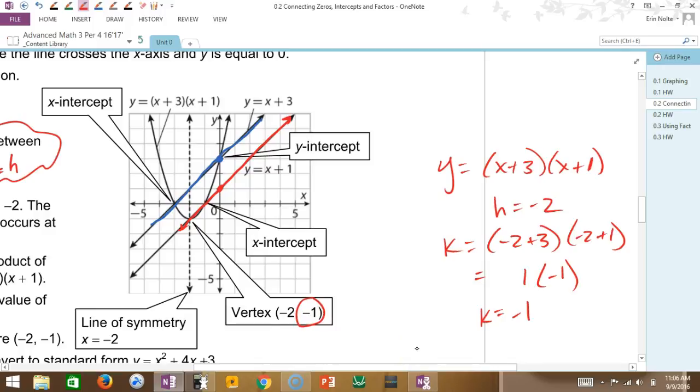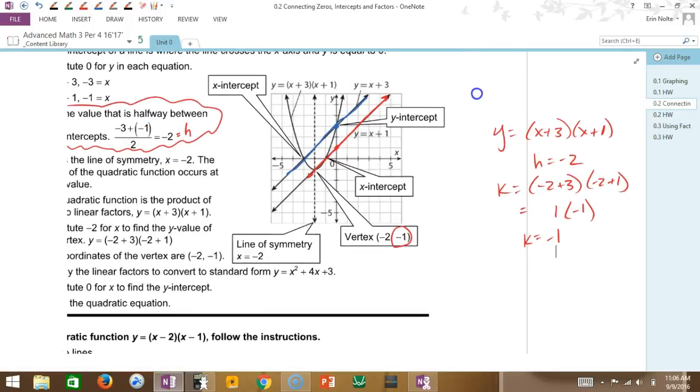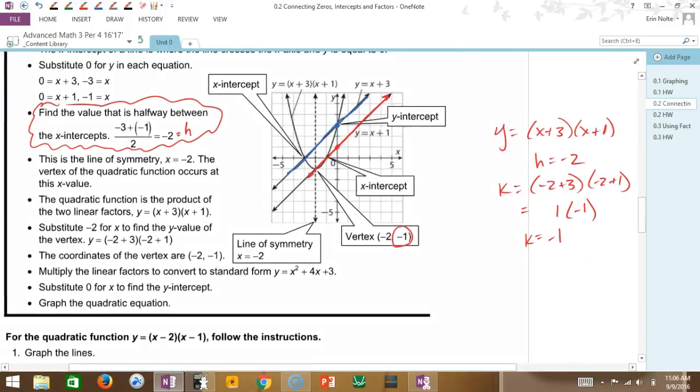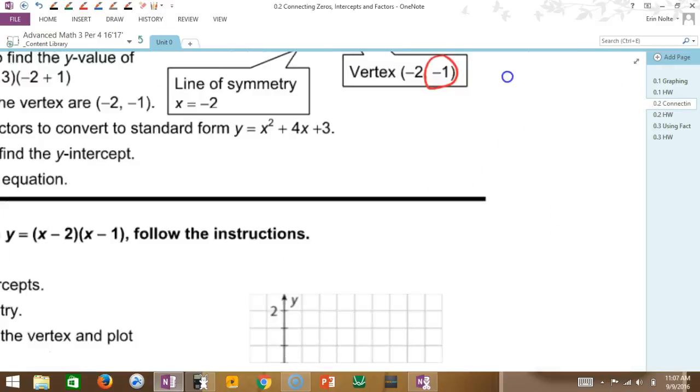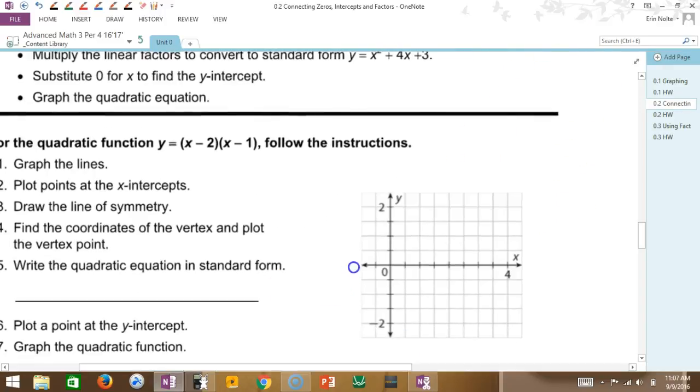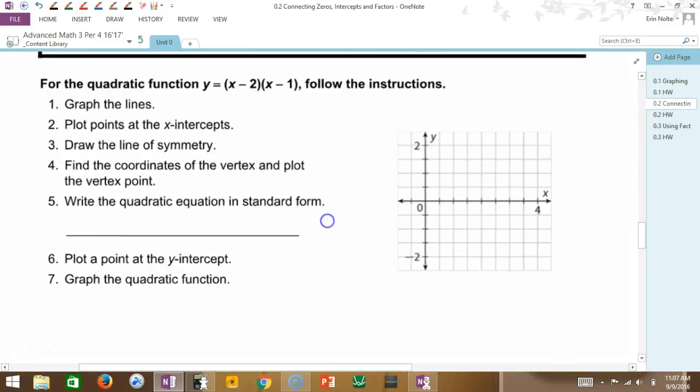Genius. So simple. Okay. Beautiful. Okay, let's do it our way.